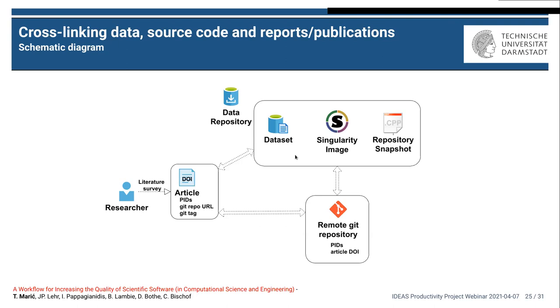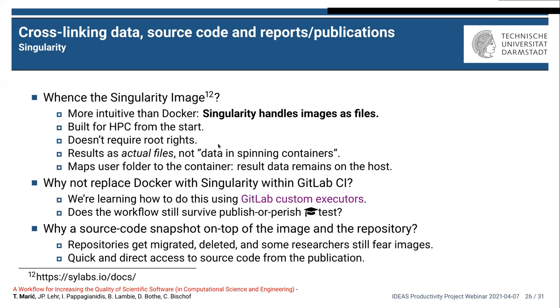So the question is, where does the Singularity image come from? Singularity is more intuitive than Docker, in our experience at least. It natively handles images as files, and as an engineer, I'm used to working with files and not with containers, a mechanical engineer, to be precise. And it's built for HPC from the start, and it doesn't require root rights, it maps the user space into the container, so we have the result data that remains in the host.